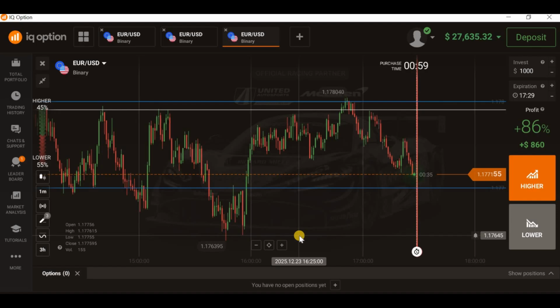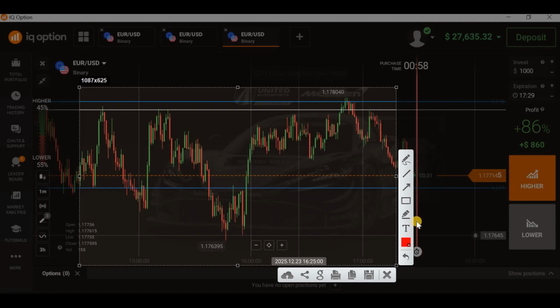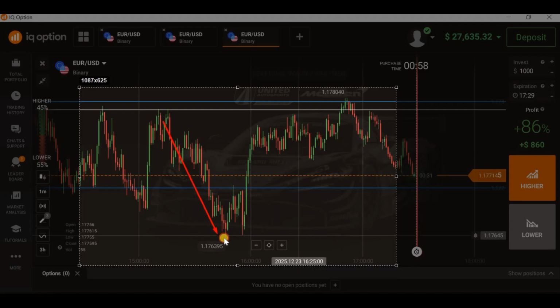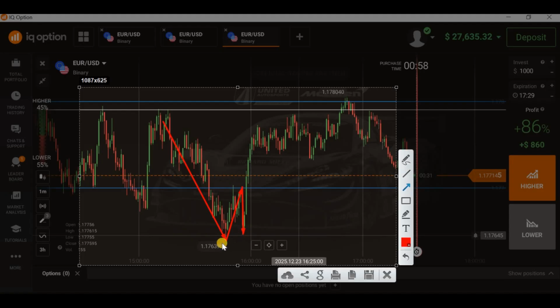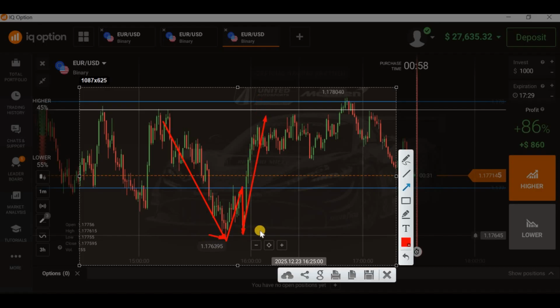What is a double bottom? A double bottom is a reversal pattern whereby the price comes down like this. It makes the first low, it goes up, it makes this low here that is higher than the first low it made, and then it went up straight. So this is the first bottom and this is the second bottom. This is what we call the double bottom. You find it mostly in the ranging market and it brings strong reversal.